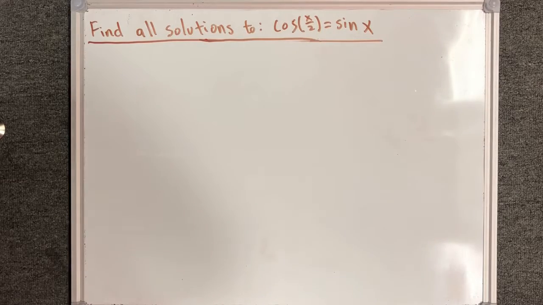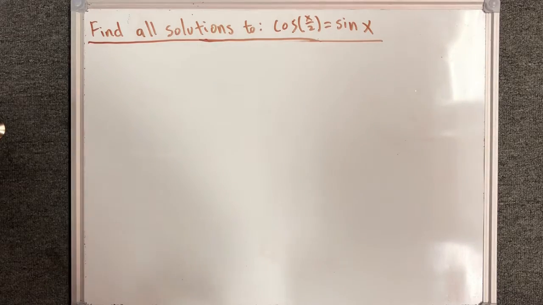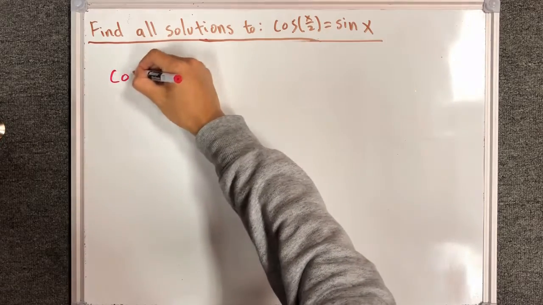Hello everybody, today we're going to be looking at an example of all these trig identities that we've been proving. We have the question: we want to find all solutions to cosine of x over 2 equals sine of x. I see this x over 2, and this immediately reminds me of the half angle formula, so let's write that down.